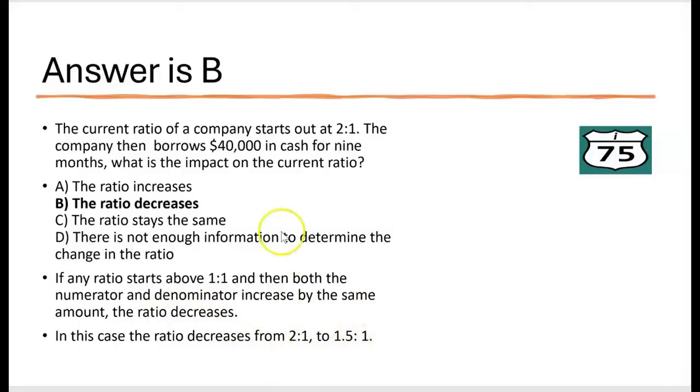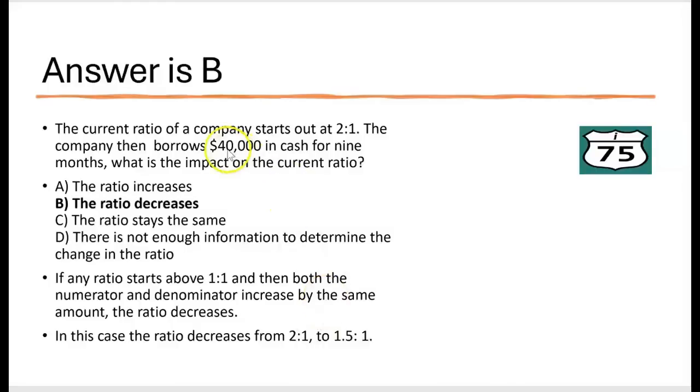Why? Because we added 1 to both the numerator and denominator. And instead of 2 to 1, we wound up with 3 to 2. And 2 to 1 is higher than 3 to 2 because 3 to 2 is 1.5 to 1. 2 to 1 is higher than that.